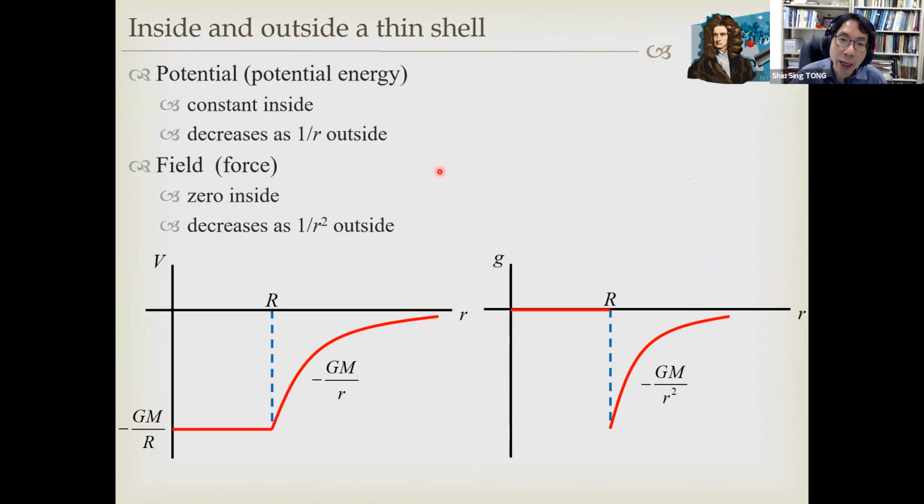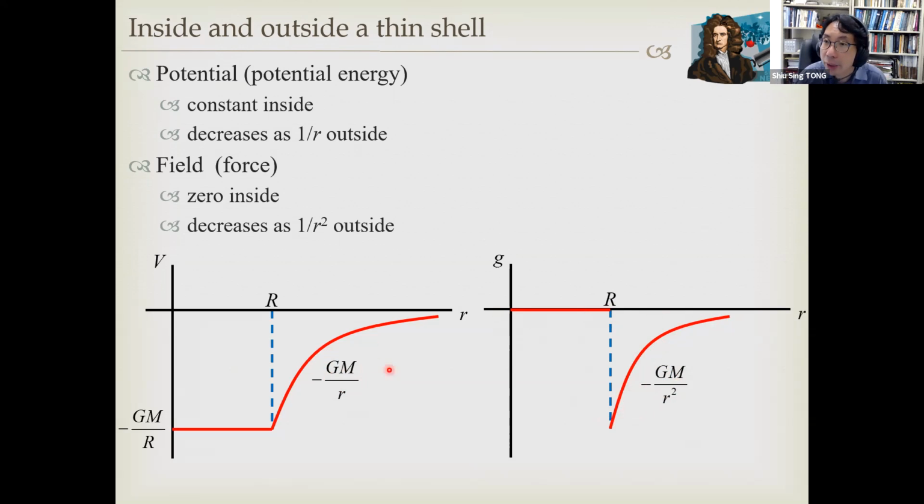Now let's take a look at the field inside and outside the shell. Inside the shell, the field is strictly zero. Outside the shell, the field is just like a point mass, so it's given by minus GM over R squared. So it looks like something like this. And of course, on the shell, the value is minus GM over capital R squared, where capital R is the radius of the shell.